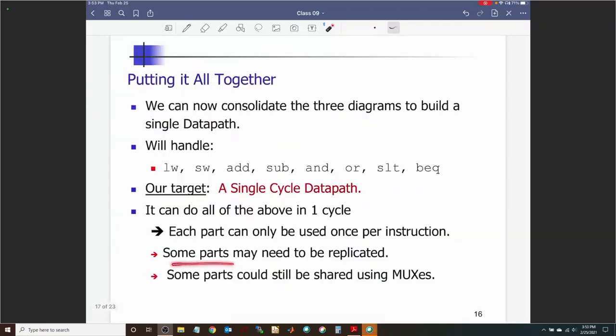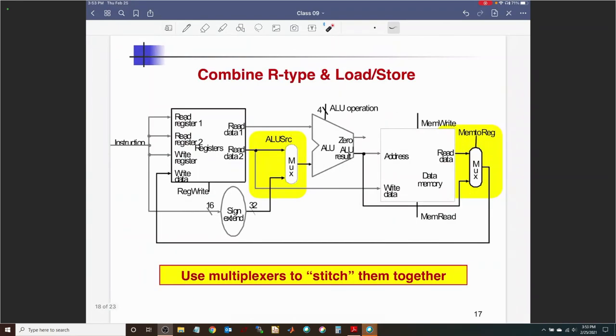So some parts may need to be duplicated, we'll see that, and some parts could still be shared using muxes. We'll see that as well. So when we combine the R-type instruction with the load store instruction, we have a mux to stitch them together.